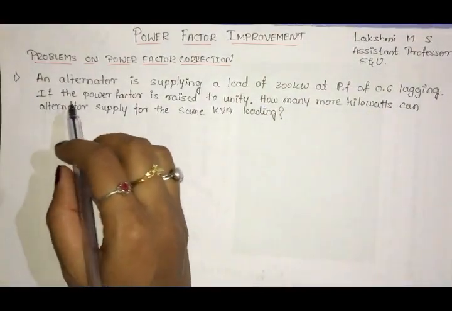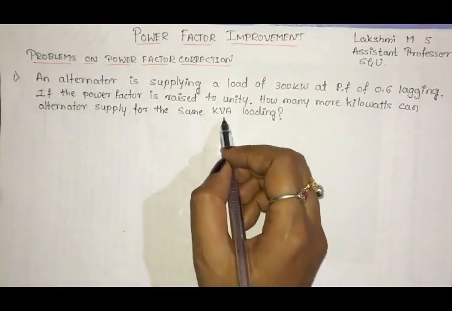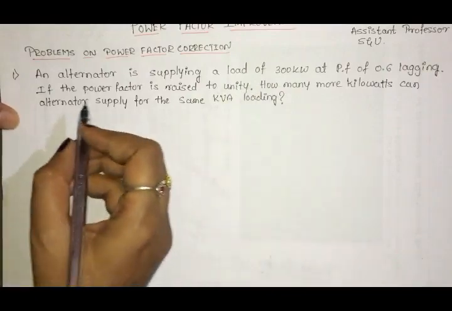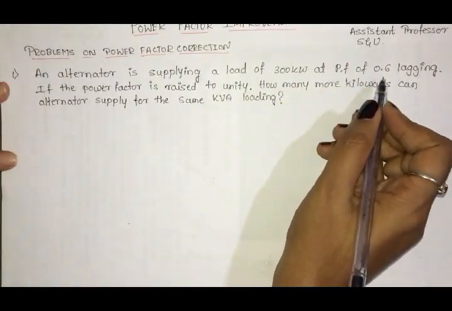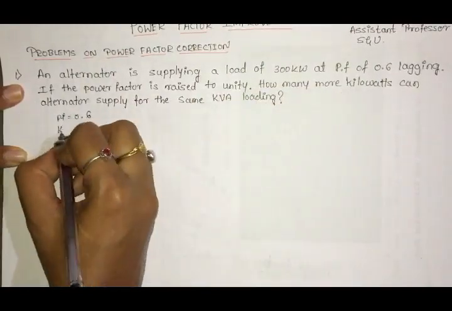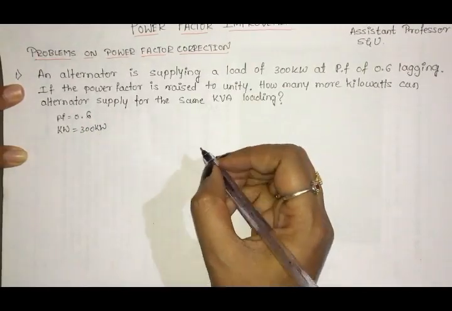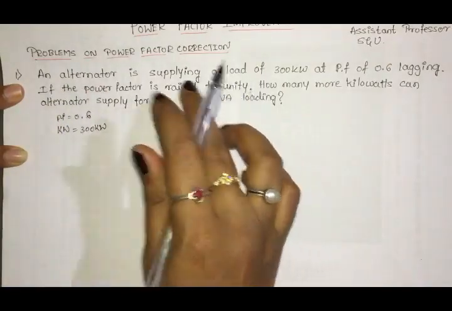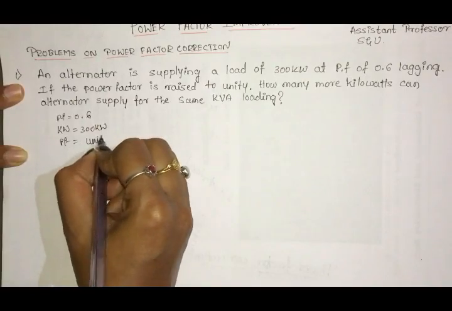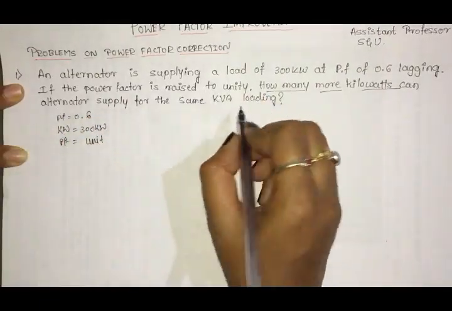lagging. If the power factor is raised to unity, how many more kilowatts can the alternator supply for the same kVA rating? So you can see what they have given: the alternator is supplying 300 kilowatt at a power factor of 0.6 lagging. If the power factor of the alternator is raised to unity, how many more kilowatts can the alternator supply for the same kVA rating?